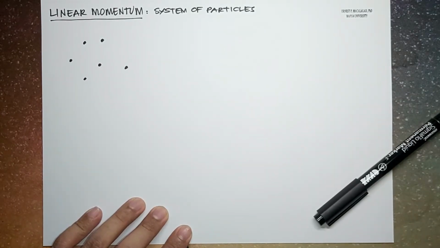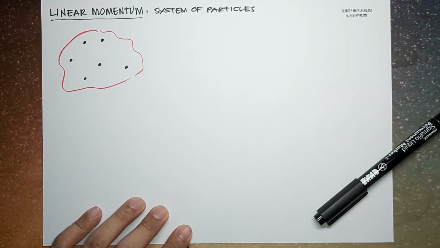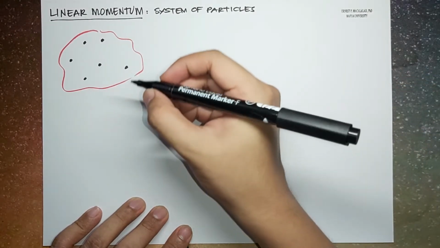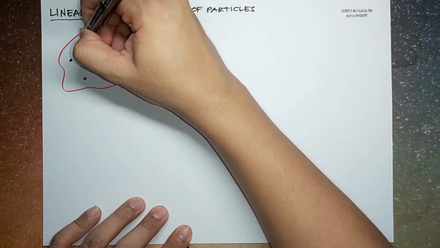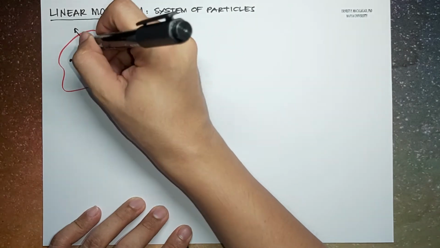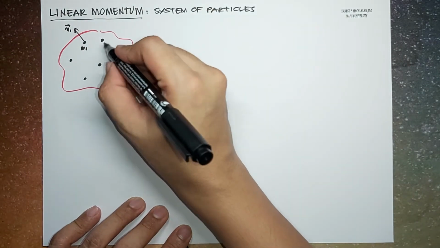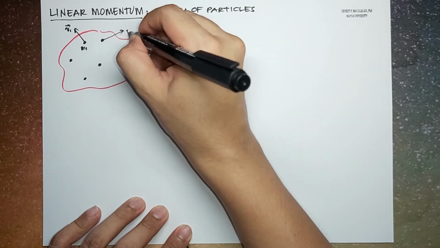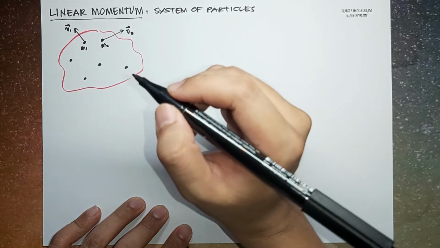So if we have a system of particles like this, the particles have their respective masses as well as their velocities. For example, this particle is moving in this direction. So in this case, this is m1, so this will be v1. This particle is moving in this direction, so this is v2, and this is m2.